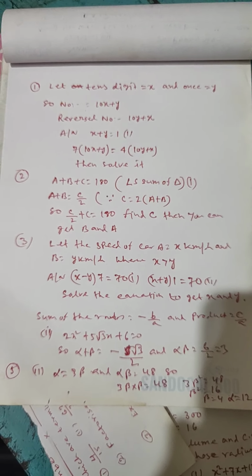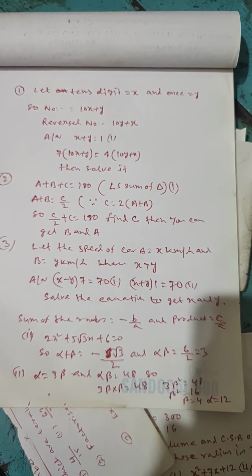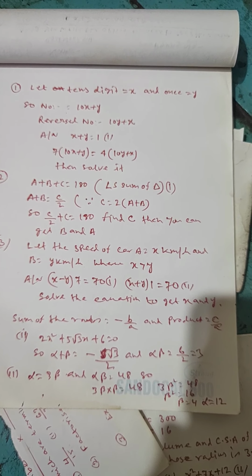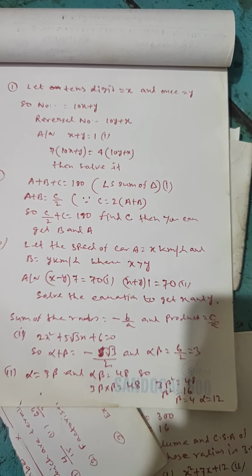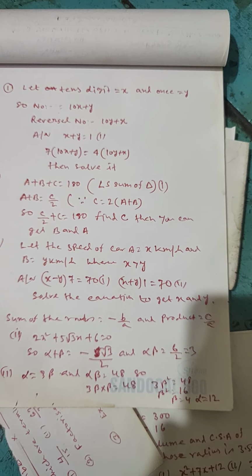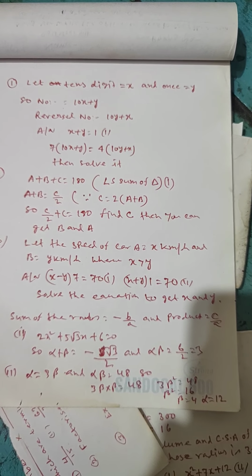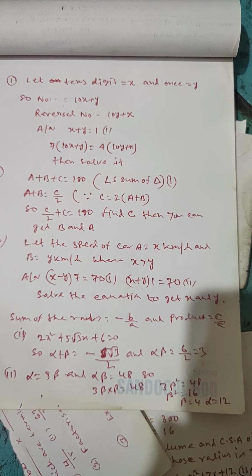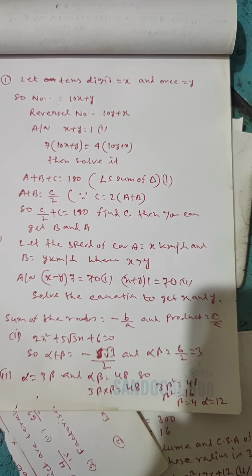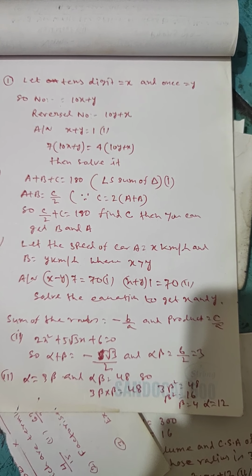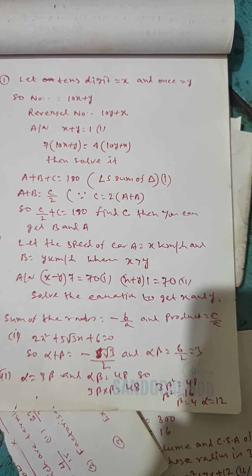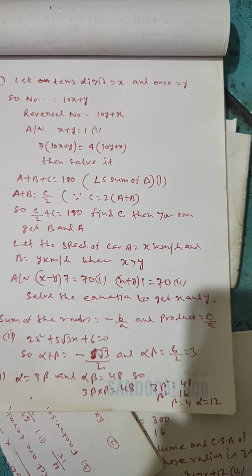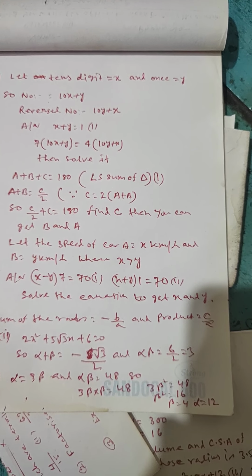Fourth question. Asking from the equation the sum of the roots and product of the roots. You know that the sum of the roots is equal to minus b by a and the product is equal to c by a. As an example, only one sum I have done here. 2x square plus 5 root 3 x plus 6 is equal to 0. So here the sum of the roots, alpha plus beta, is equal to minus 5 root 3 by 2, and alpha beta, the product of the roots, is equal to 6 by 2, which is equal to 3.